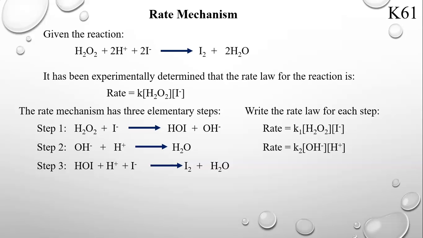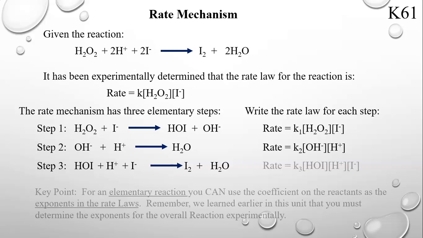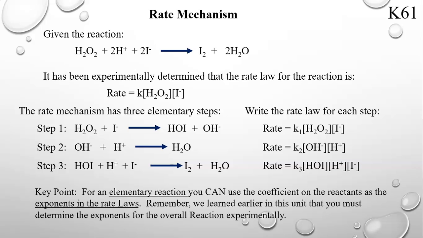So before I make it appear, what's going to be the rate law for that step? Think about it. There it is. The rate is going to be k3. It has its own rate constant times the concentration of HOI raised to the first power because the coefficient in front of HOI is 1, times the concentration of H plus to the first power because the coefficient in front of H plus over on the left side is 1, times the concentration of I minus raised to the first power. So now you have 3 elementary steps and the 3 rate laws for each of those.